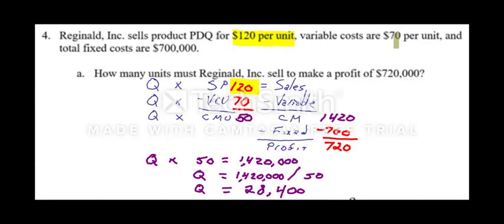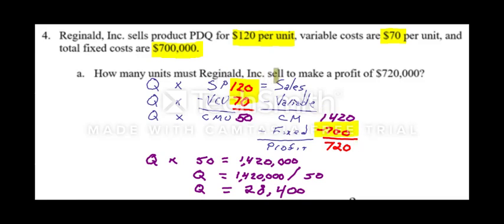Variable costs are $70 per unit. That's your variable cost per unit. You can fill that in on your grid. And the total fixed costs are $700,000. Once again, fill that in on your grid.